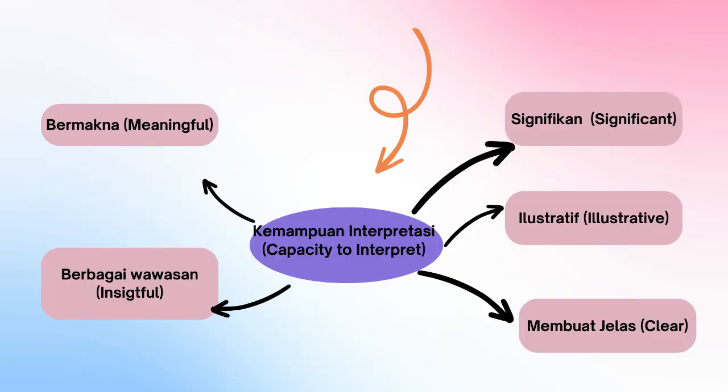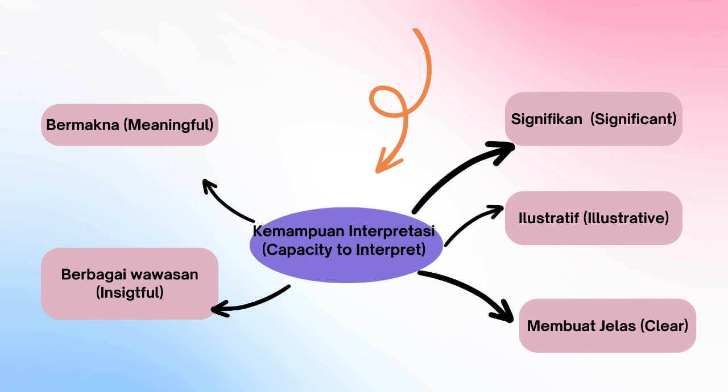To grasp a little more understanding of the capacity to interpret, there are five aspects of interpretation ability criteria that can help us to map how interpretation is implemented in understanding by design assessment. The first is meaningful or bermakna, the second is insightful or berbagi wawasan, the third is significant, the fourth is illustrative, and the last is clear atau membuat jelas.